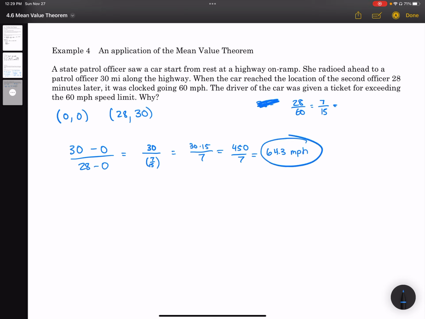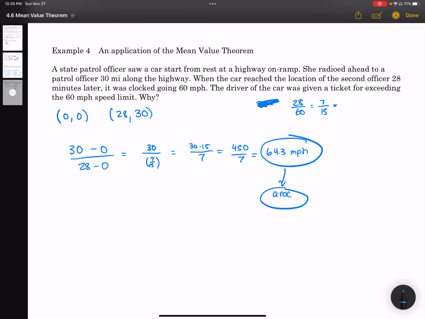So now, obviously, if the person was traveling 60 miles per hour, they would have traveled exactly 30 miles in 30 minutes, or 28 miles in 28 minutes, because it's a mile a minute. But because the person's average velocity was 64.3 miles per hour, even though when the next police officer saw them they were traveling 60, their average rate of change was 64, and so they were given a ticket.